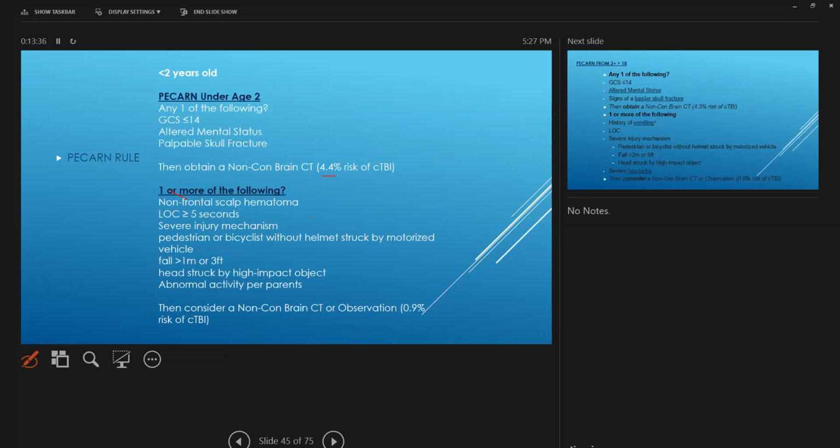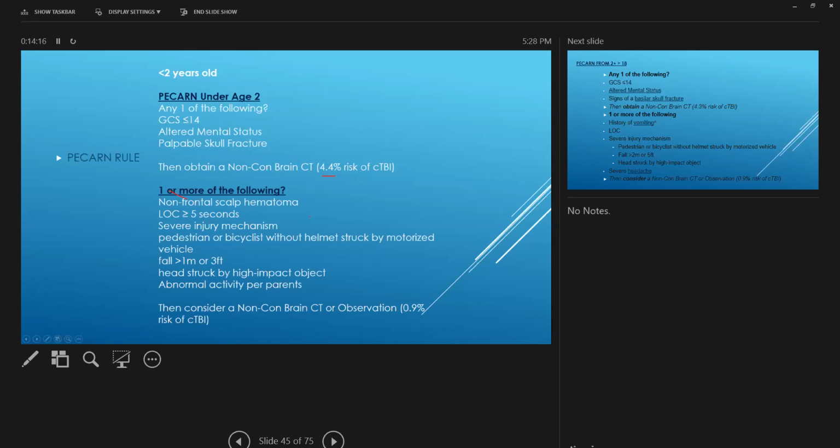So anyway, here, so we've got a non-frontal scalp hematoma, right? Not in the forehead. Forehead doesn't count, okay? Loss of consciousness for greater than 5 seconds. Severe injury mechanism. So they're like driving a 4-wheeler at 30 miles an hour and strike a tree, right? That's a severe mechanism. Pedestrian or bicyclist without a helmet struck by motorized vehicle. Fall of greater than 3 feet. Head struck by a high impact object like another vehicle, a piece of concrete, something like that.